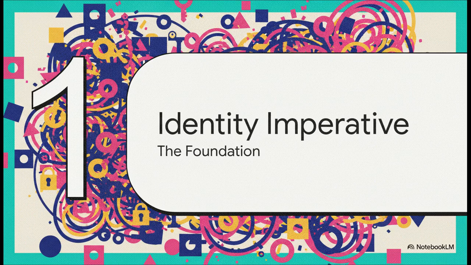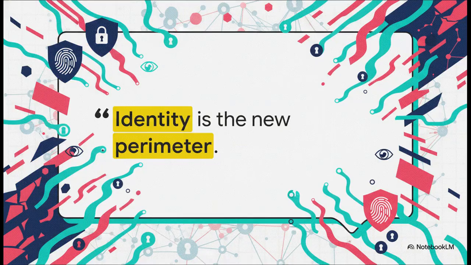The Identity Imperative, the Foundation. So, identity is the new perimeter. Look, if you've been to literally any security conference in the last 5 years, you've heard this 1,000 times, right? It's kind of an industry cliche at this point, but actually, scratch that. Beneath this overused catchphrase is a profoundly complex structural reality. The traditional network wall, it's completely gone. Identity is now the absolute primary control plane determining who gets access to what.